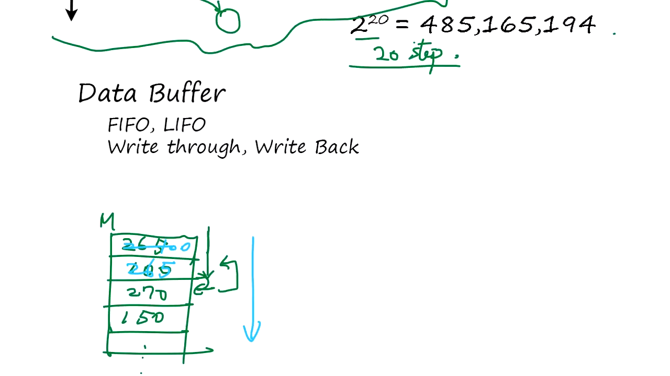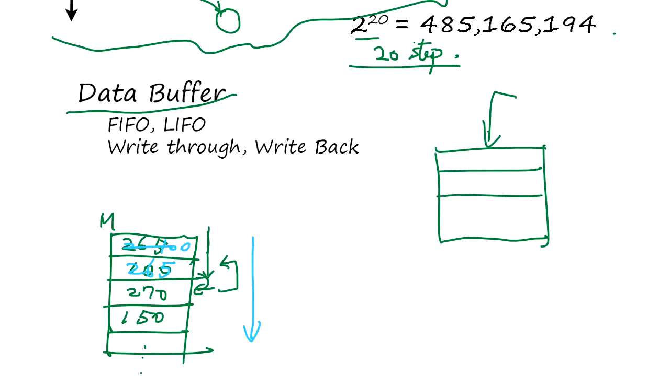And other than that, there's a data buffer. FIFO, LIFO. FIFO is first in, first out. LIFO is last in, first out. This is used for temporary storage. For example, the data comes in, and the first one that came in is going to be stored here, and it's just a buffer, okay? And the first one is going to go out. That's FIFO.